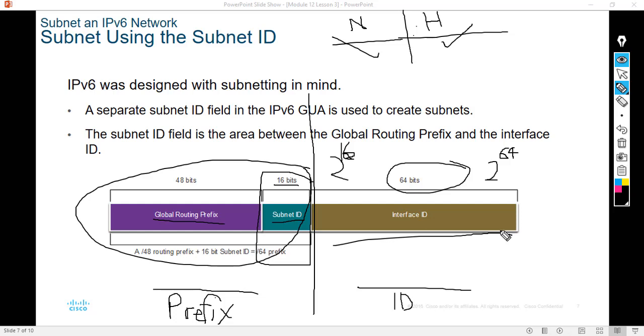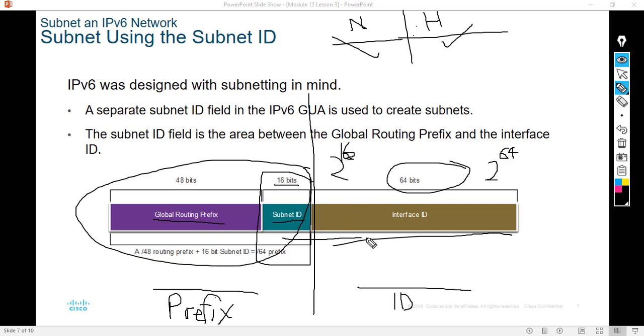And with a 64-bit interface ID, that supports up to 18 quintillion host IPv6 addresses. Okay, that's about 3, 6, 9, 12, more than 16 zeros. Yeah, more than 16 zeros. So subnetting into the 64-bit interface ID or host portion, it's possible.